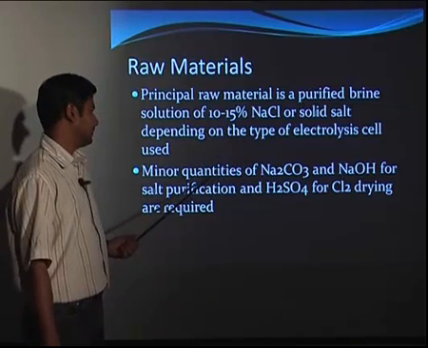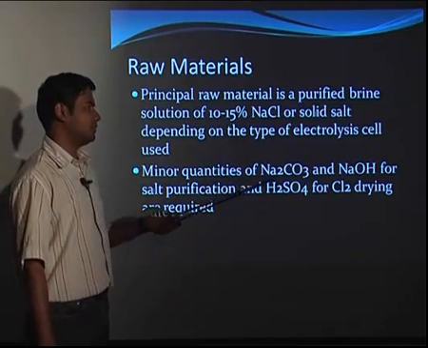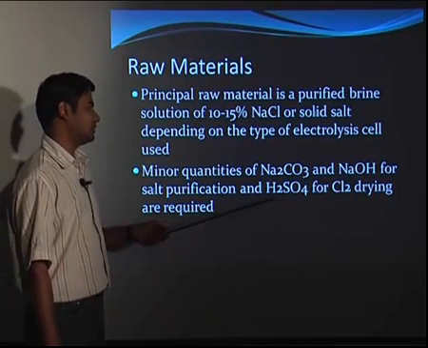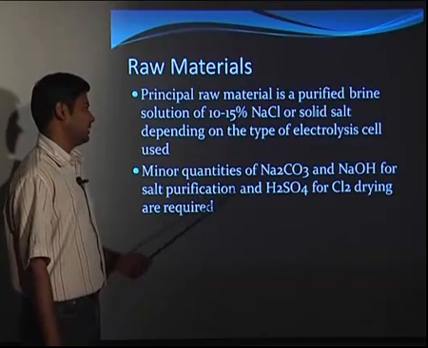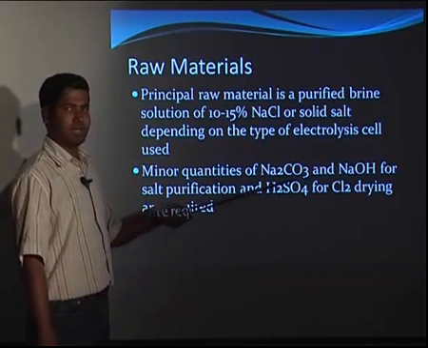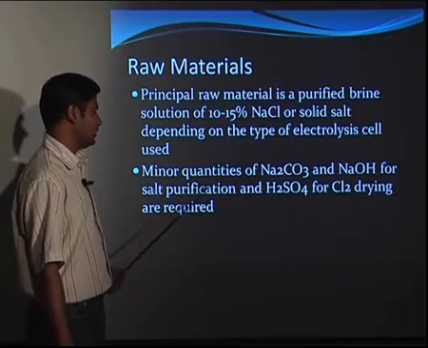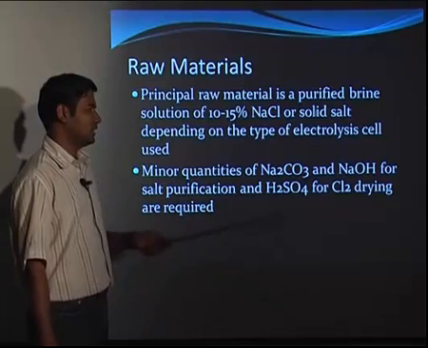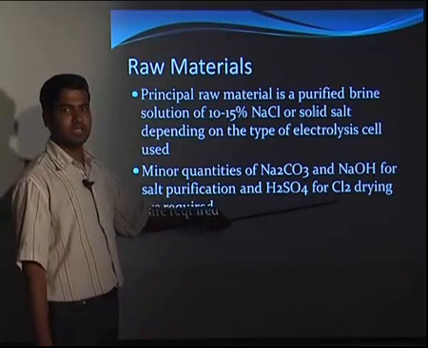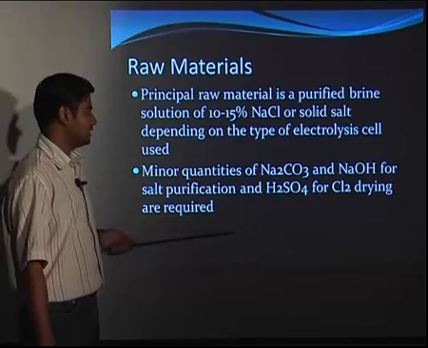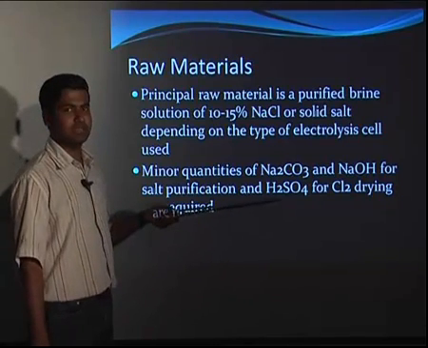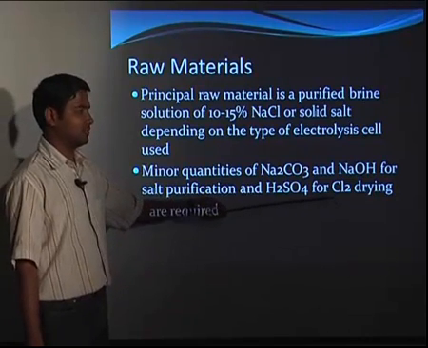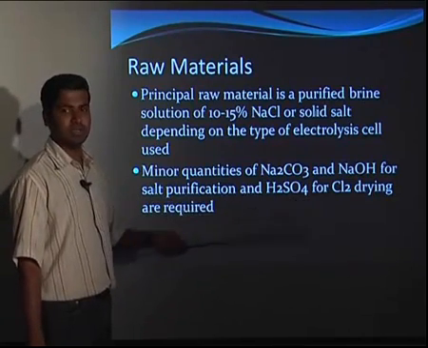Then minor quantities of sodium carbonate and sodium hydroxide for salt purification, and sulfuric acid for the chlorine drying, are required. So here we are using sodium carbonate and NaOH in order to purify the salt. Whatever impurities are there will be removed by using this. Also, the chlorine gas we are getting will be moist, so we can dry it by the use of sulfuric acid. It will remove the moisture from the chlorine, and we can ship the chlorine without moisture and in a purified quantity.